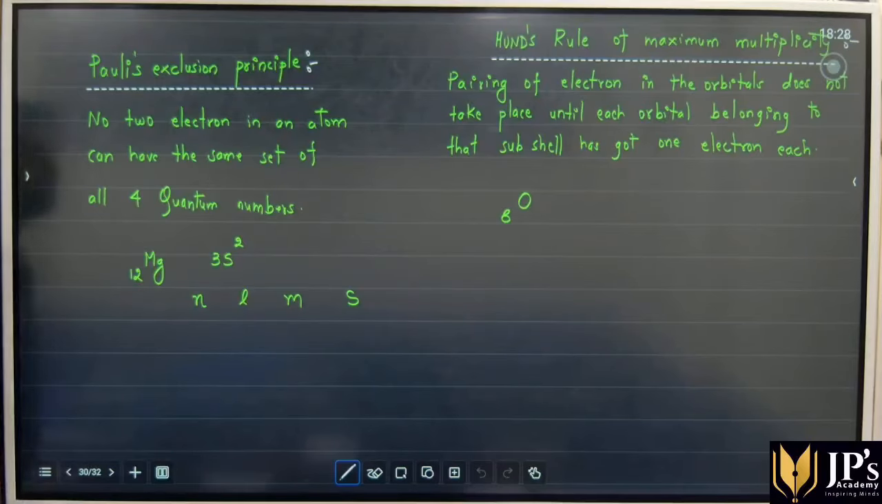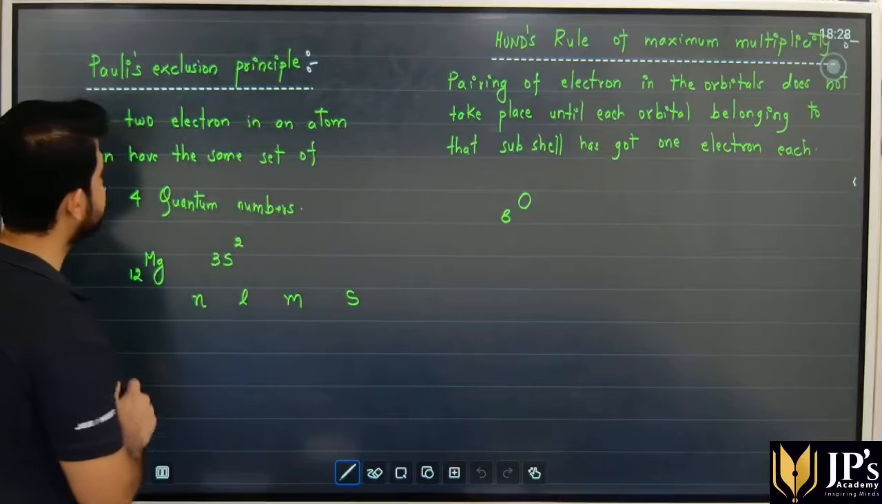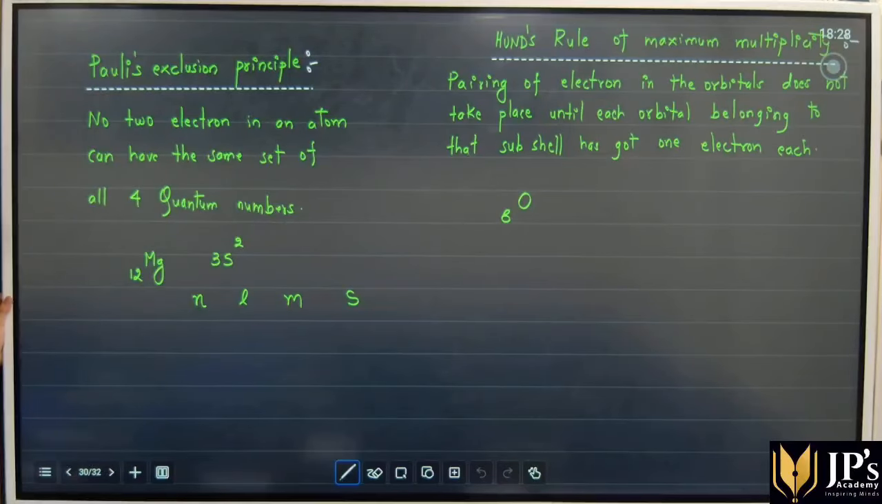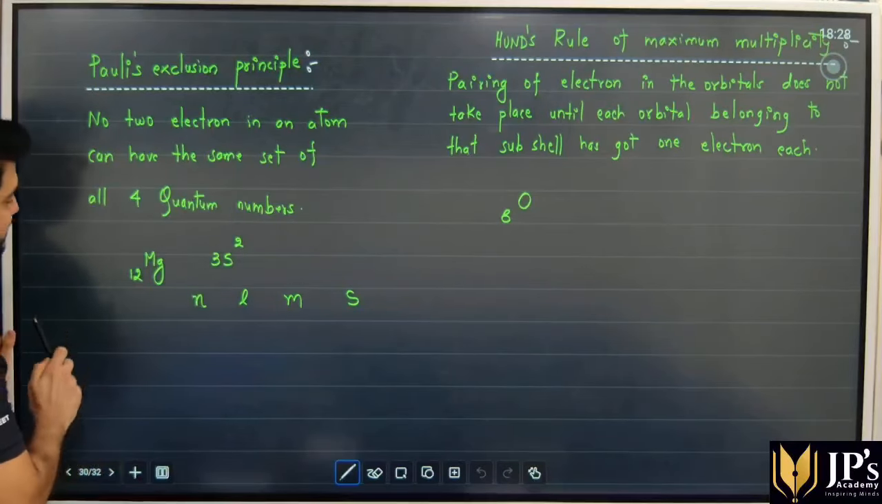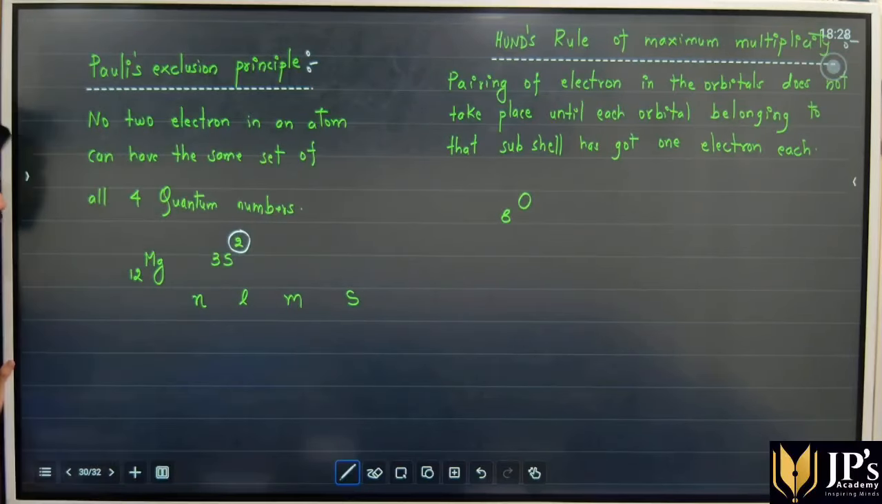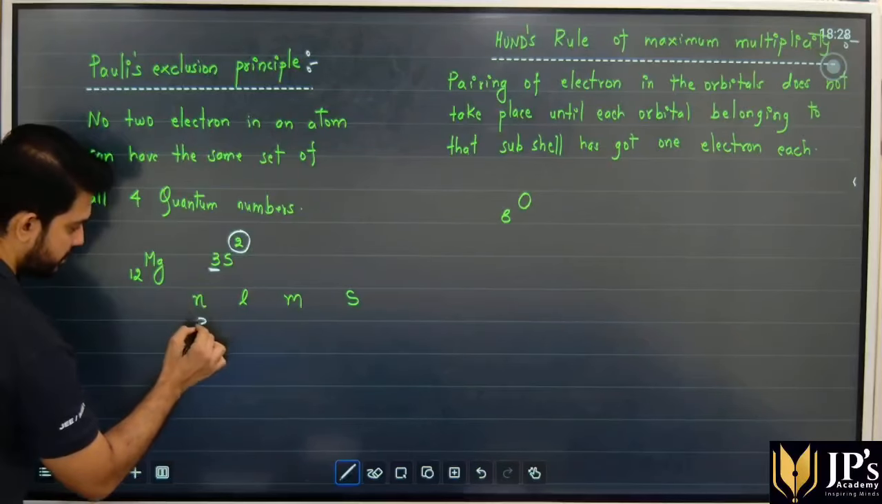Next, people, we have something called Pauli's exclusion principle. Pauli's exclusion principle says that no two electrons in an atom can have the same set of all four quantum numbers. What does that mean? Let's say I want to know the quantum numbers for the last two electrons of magnesium. So the principal quantum number is 3.